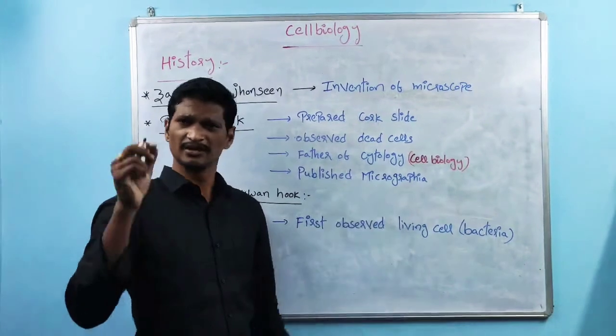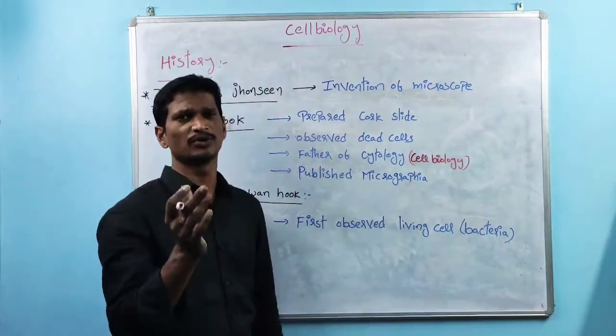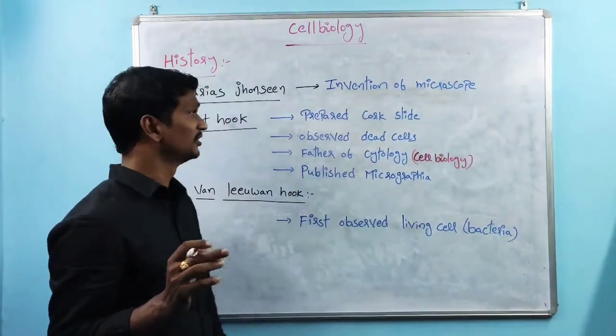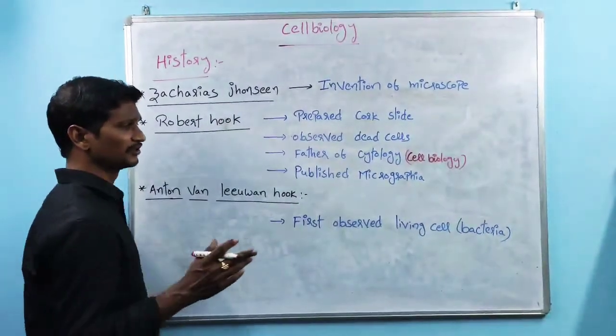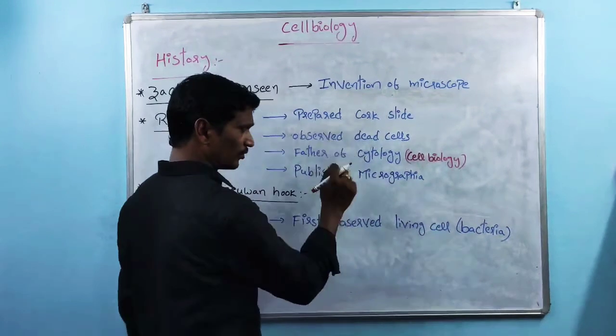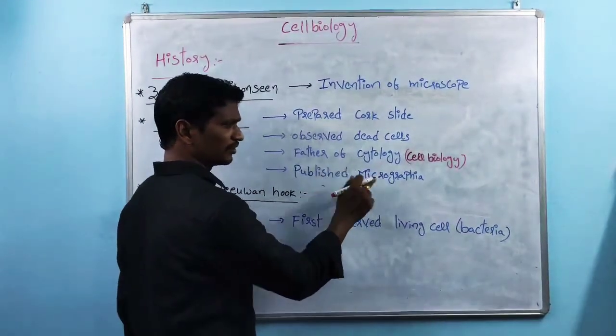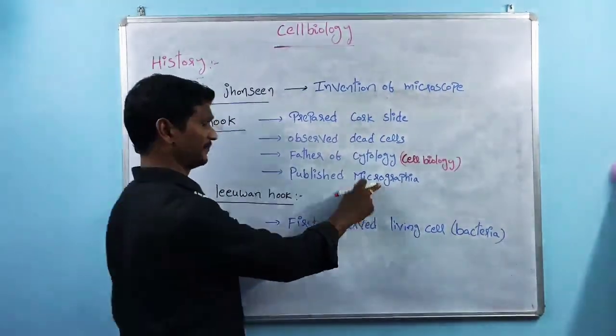Micro indicates here very minute particles we are unable to identify by naked vision. That's the reason why cells we are unable to identify by naked vision. So he published one book. Name of the book is the Micrographia, right?